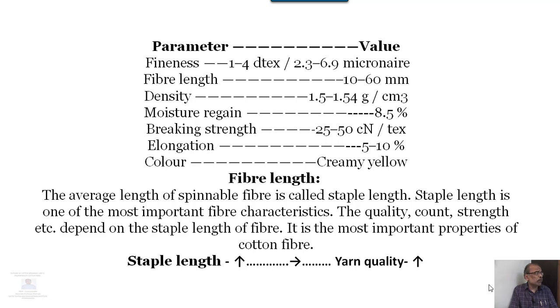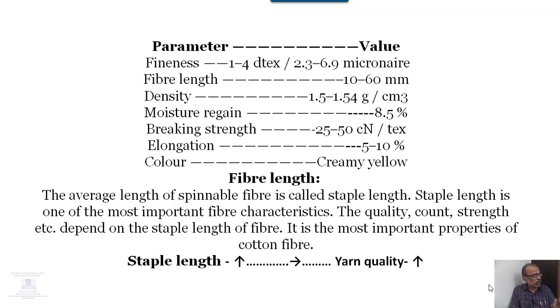In recent times, with the help of high volume instrument, we are measuring the color of the fibers, that is plus RD, the brightness, and the plus RD and plus B.